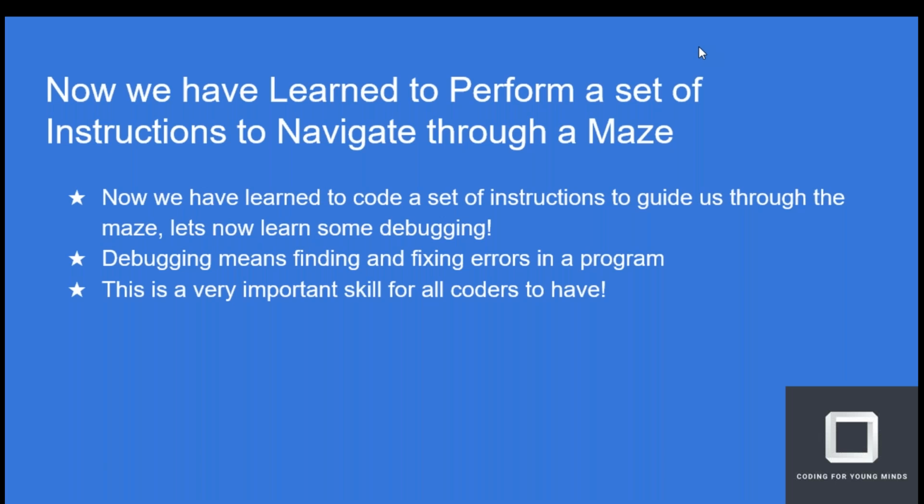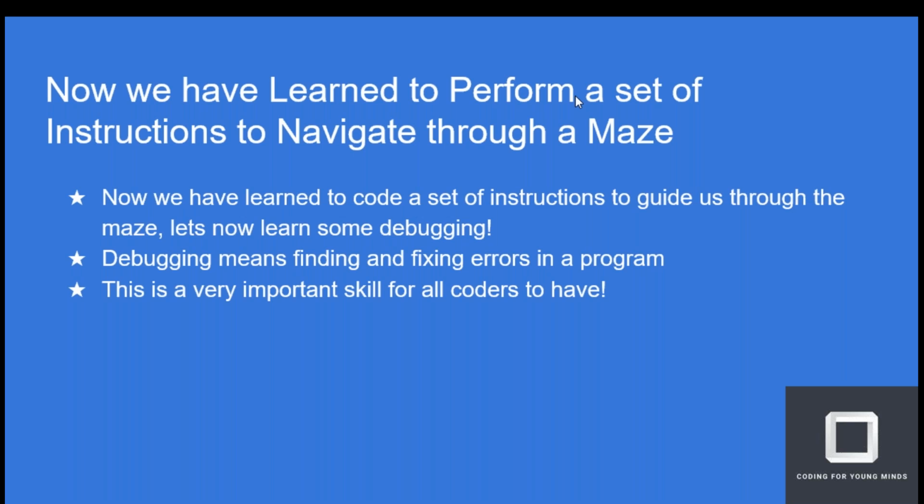So now we're on to our next part of our programs and our animation app. We have learned to perform a set of instructions to navigate through a maze, as we did to navigate our red Angry Bird through the maze, and we gave the computer a list of instructions to follow. So our red Angry Bird could navigate through the maze to get to our green pig. So that's what we just did.